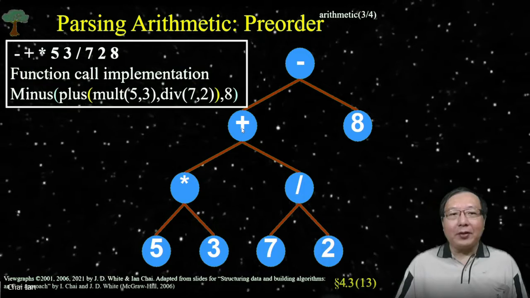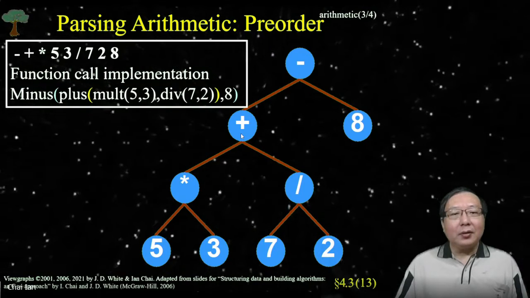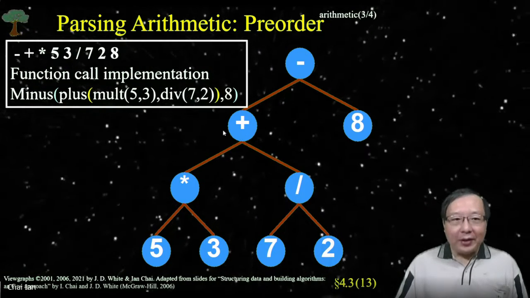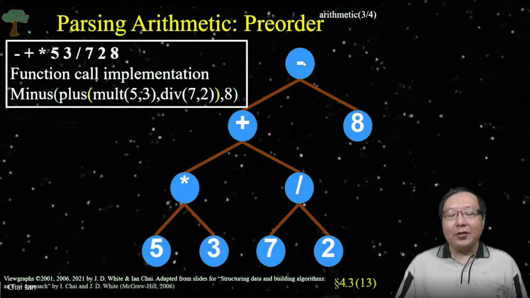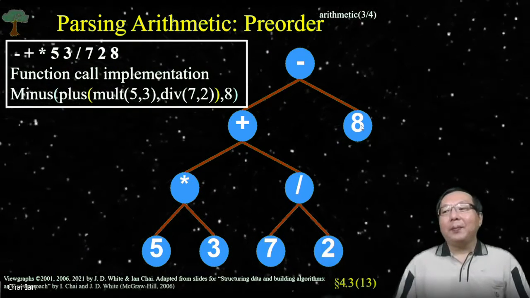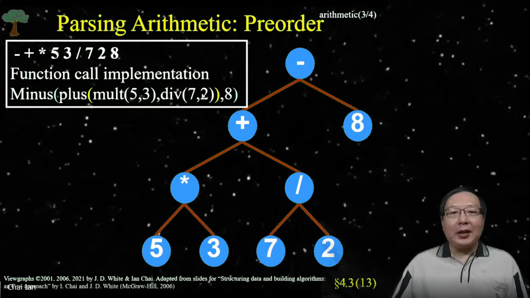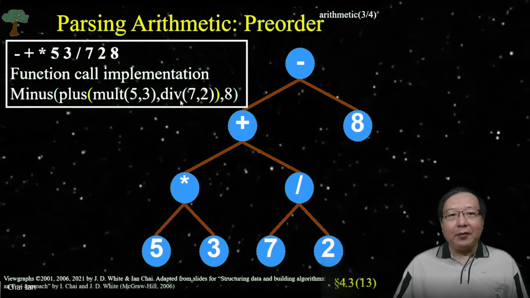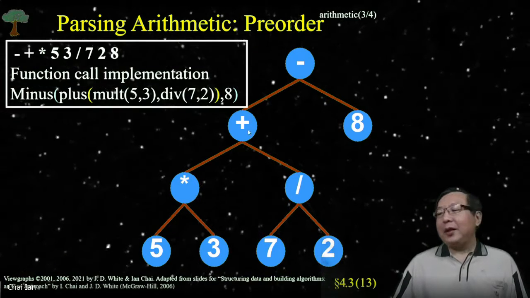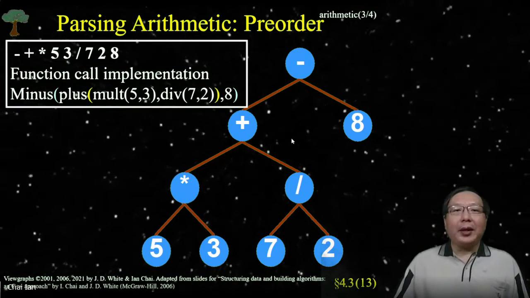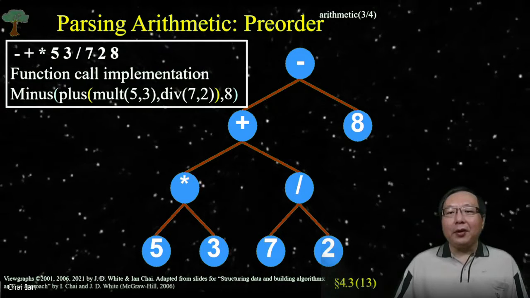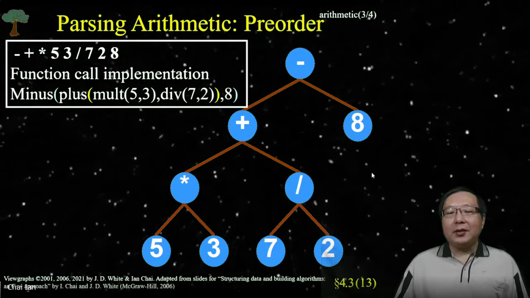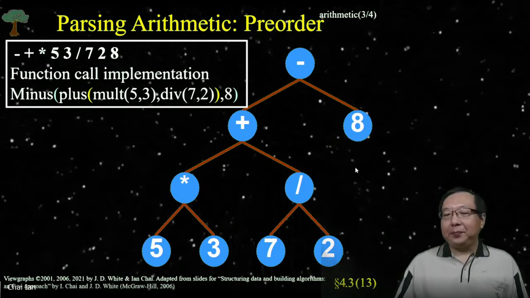So we go back to the plus function. We've already done the plus function. So we go back to the minus function and we do the right side of the minus function, which is 8. So you end up with this function called minus plus multiply 5, 3 divide 7, 2, 8. This is what happens if we do a pre-order traversal of this arithmetic tree.